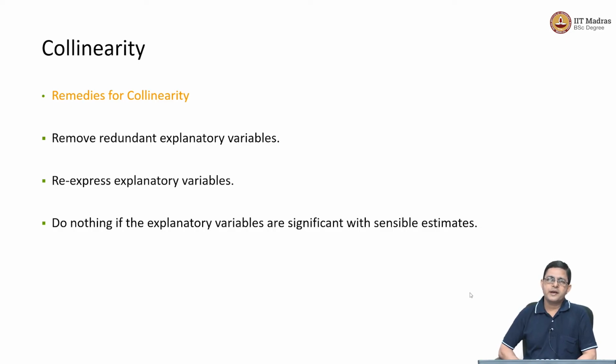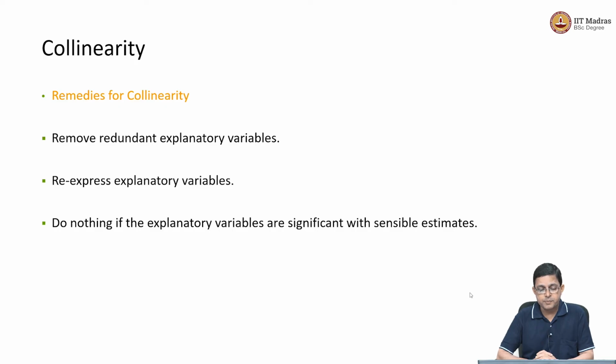So, what we can try and do is keep adding explanatory variables one by one. In the pricing of apartment example, we added all the three variables together. Perhaps we can try adding the explanatory variables one at a time, right, and possibly remove some of the redundant explanatory variables. The other way to deal with multicollinearity is to re-express our explanatory variables, right.